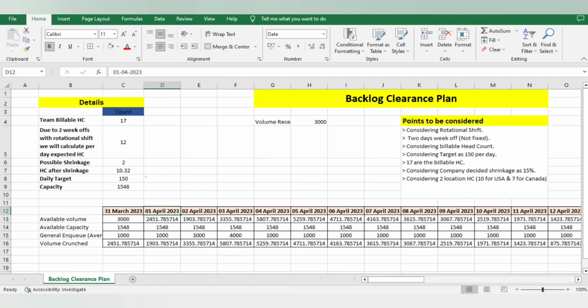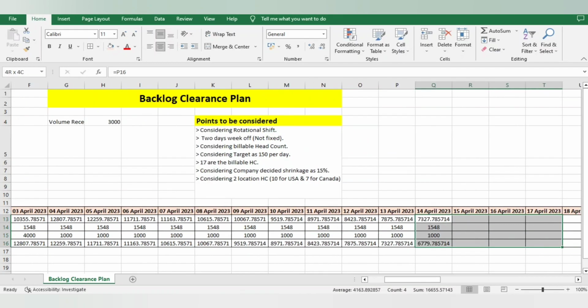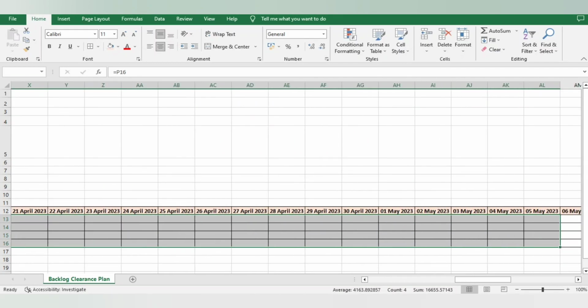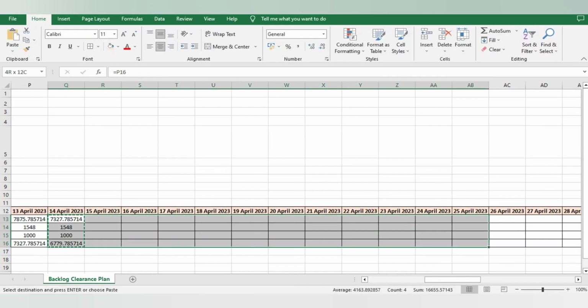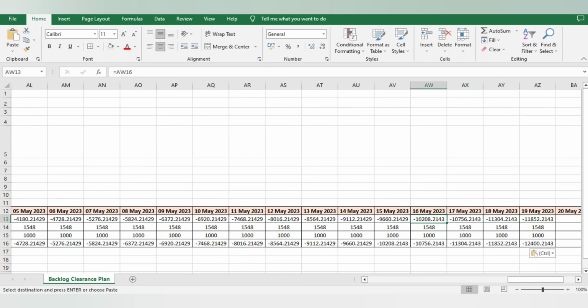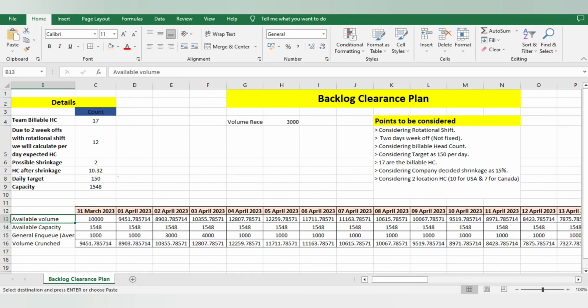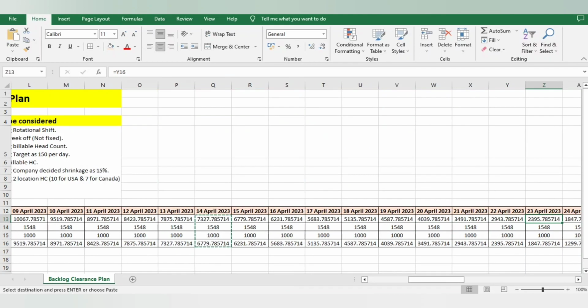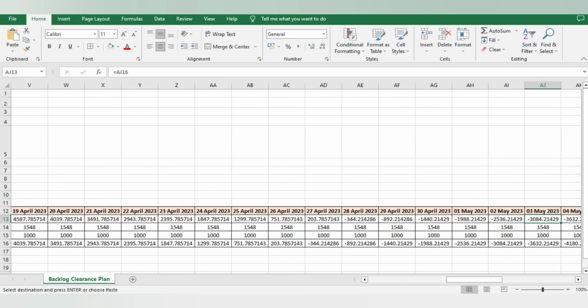Now you may get one situation wherein the volume increases above your capacity. For example, if at any given day you get 10,000 as in volume, to crunch that it will require many days. It will go on and on to crunch this. See guys, how many days do I require if I'm getting 10,000 as in volume? So let's check where we are getting the minus sign.